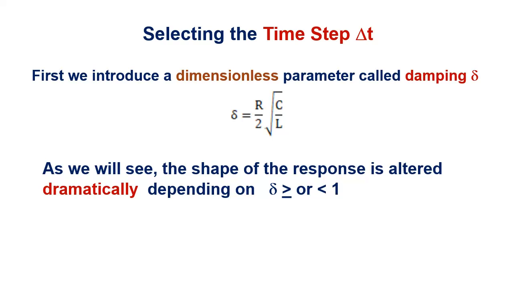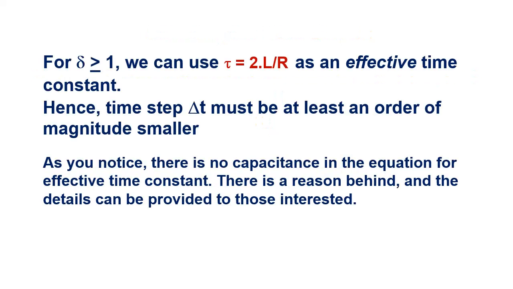Let us now discuss the method for selecting the time step. First we introduce a dimensionless parameter called damping, described by the equation shown. As we will see, the shape of the response is altered dramatically depending on whether delta is greater than, or less than 1. For damping greater than or equal to 1, we could use 2 times L over R as the effective time constant. The time step must be at least an order of magnitude smaller than this effective time constant.